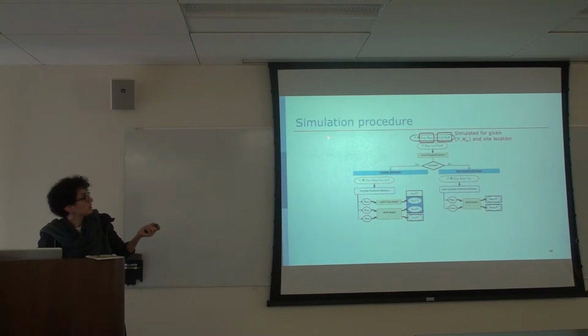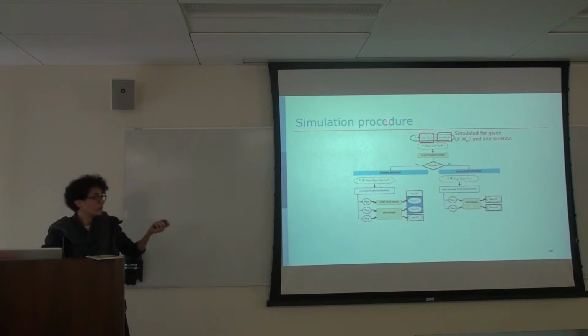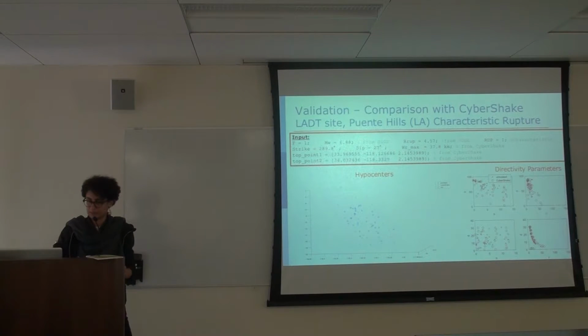Okay, and then we can go through our simulation procedure again, where F, M, and VS30 are provided, but Z-TOR, R_RUP, S or D, theta or phi were simulated given this input parameter, and we can go through the simulation procedure as explained earlier on. Okay, I'll take the slide.